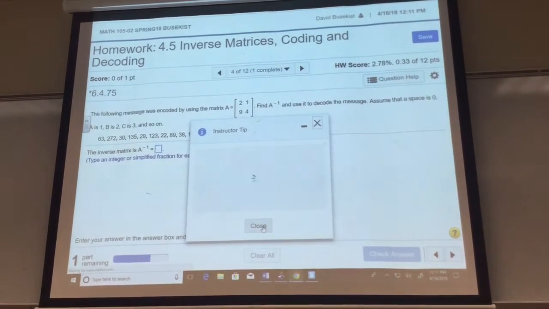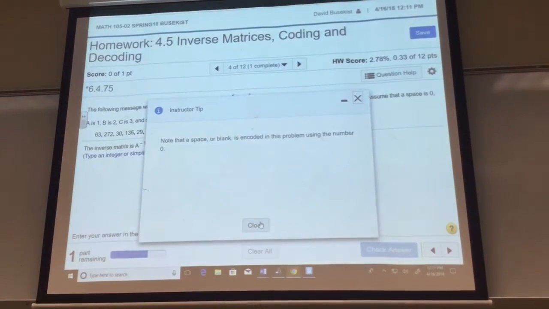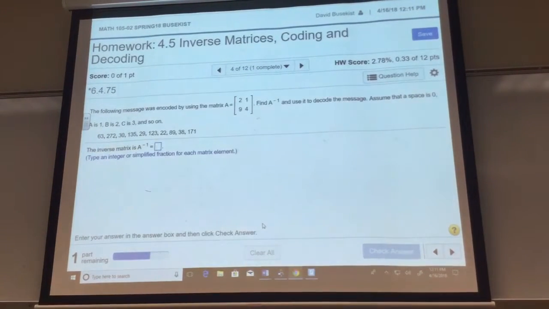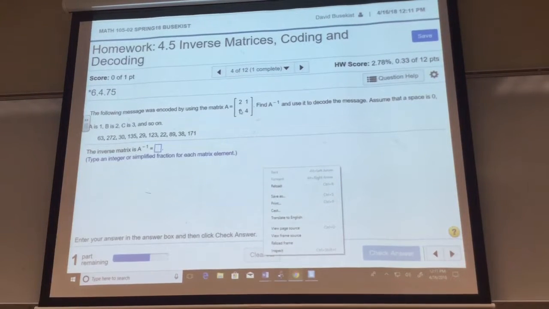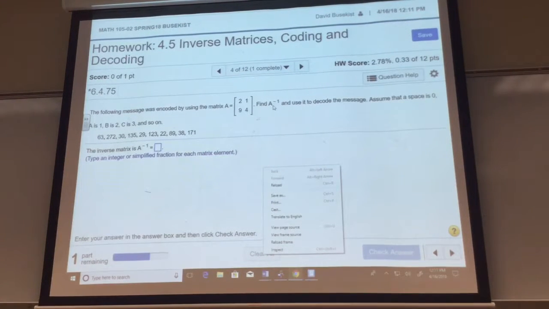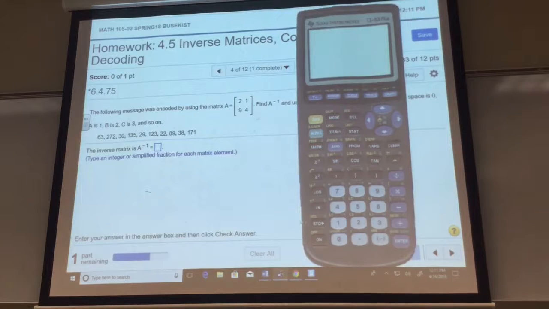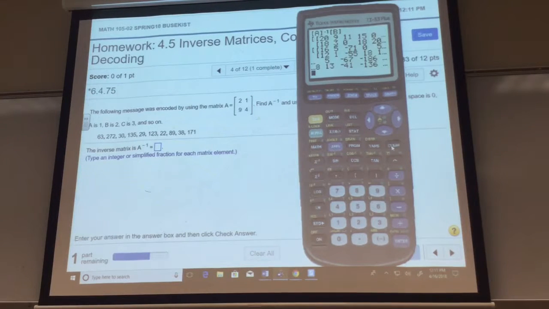Instructor tip, probably going to tell us that now they're using a 0 for a space in there. So this matrix was coded by this. They want you to find A prime. Okay, so I got to find A prime. I got to find the inverse matrix there. I'm not going to work hard for that. I'm going to let the calculator do it.